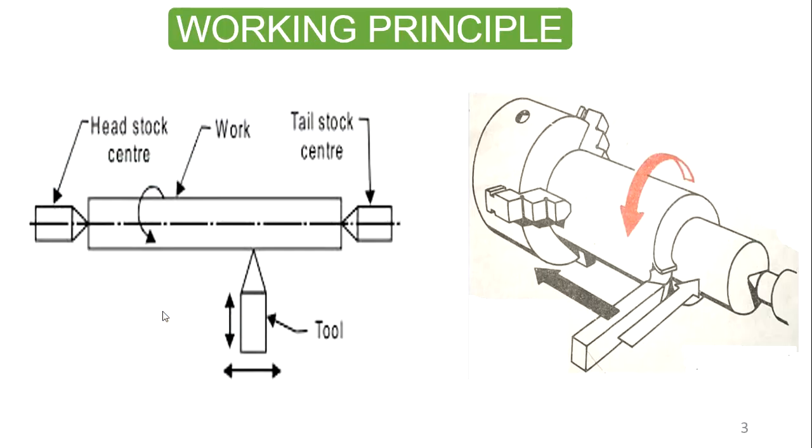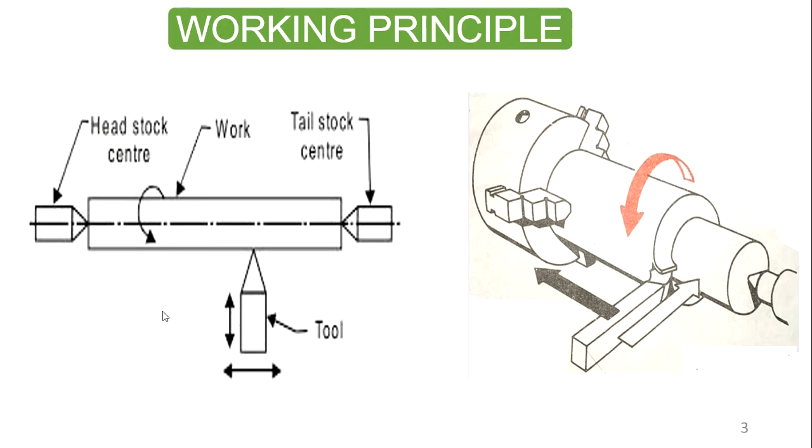The working principle: the workpiece is held between the headstock center and the tailstock center and it is rotated. The rotary motion is provided to the workpiece with the help of the spindle, and the tool, which is in contact with the workpiece, moves longitudinally or in the cross direction, or in the perpendicular direction. So this is how your lathe machine works.